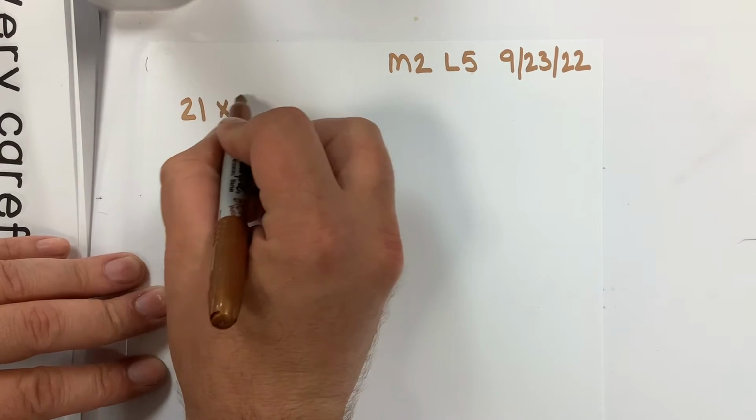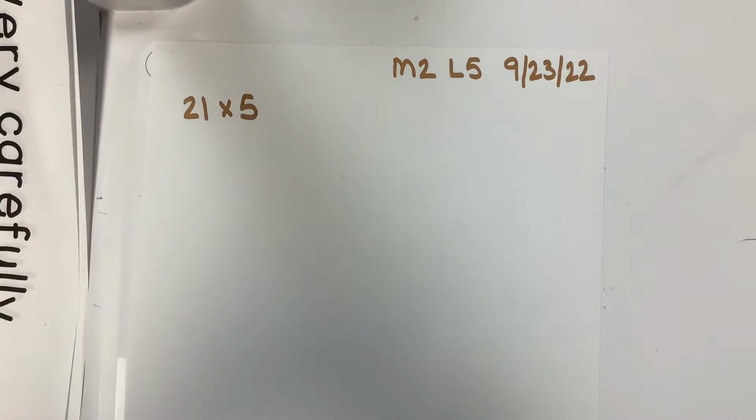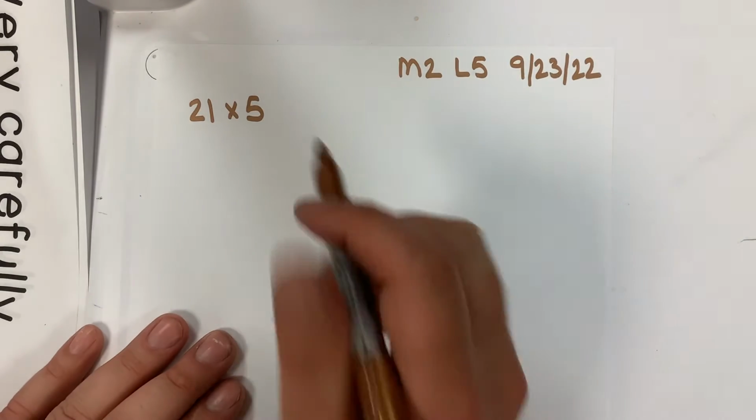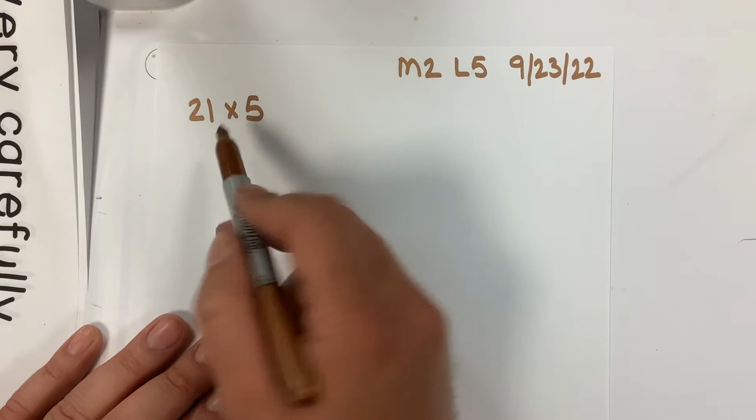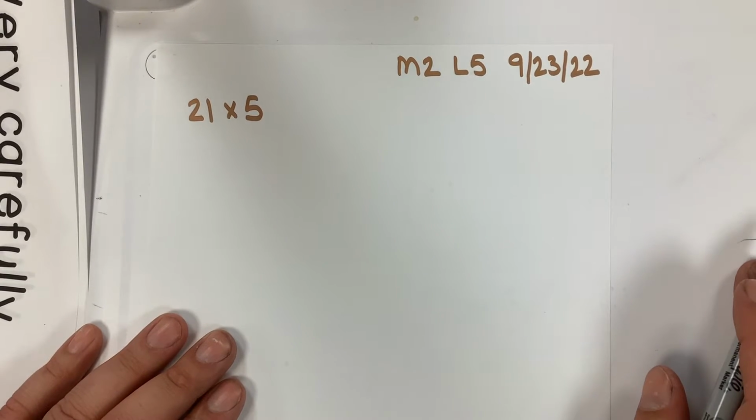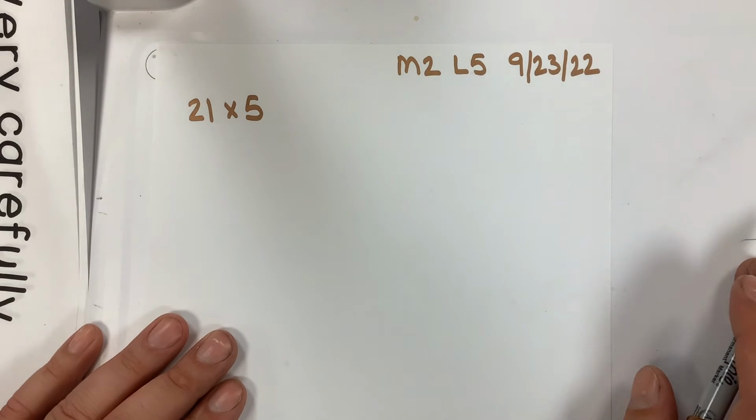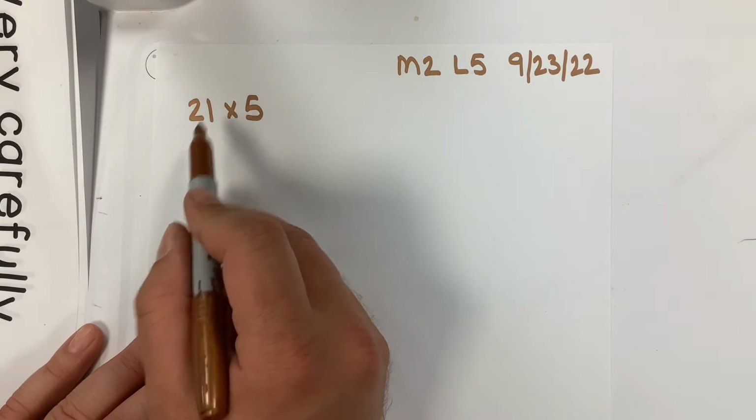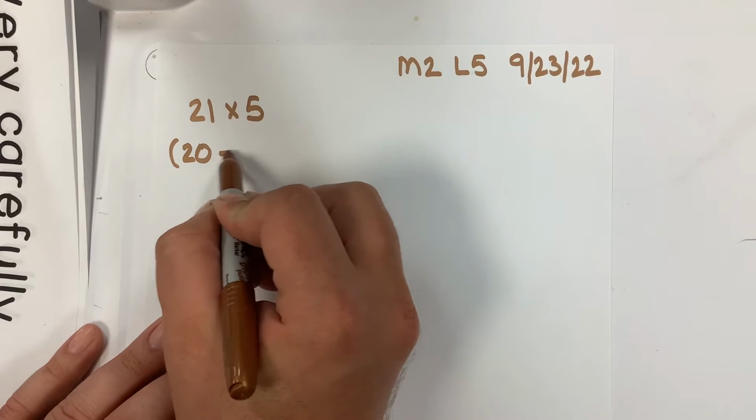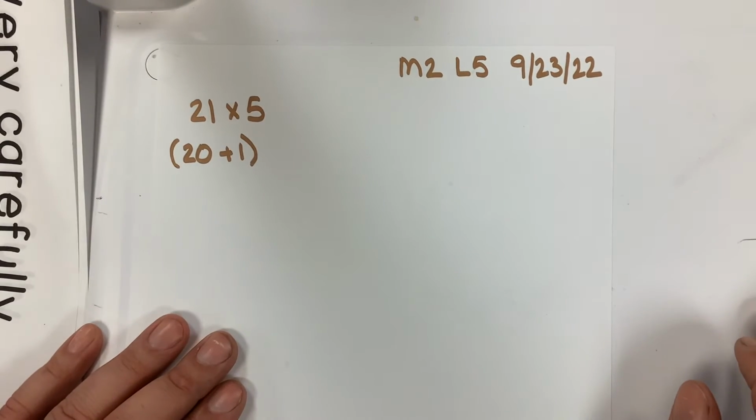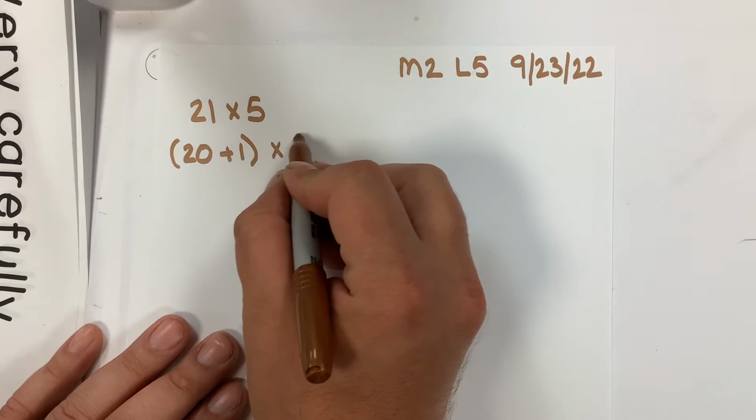21 times 5. And remember, if I'm writing, you're writing as well. So first things first, I'm going to be looking at place values here. And I notice 21 has 2 place values and 5 has just 1. That's going to be important come later on when I go to make my boxes. So I'm going to look at 21, and like yesterday, I want to split this up into 20 plus 1. This is going to help me with my partial products times 5.